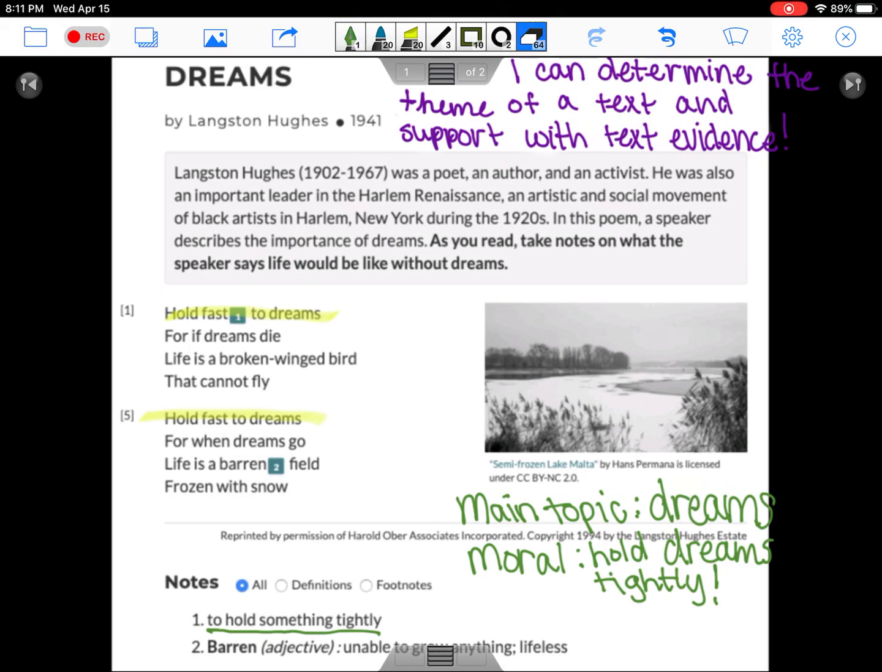So now that we have determined the main topic and the moral, we can look for the theme here. I'm going to read it. Actually, I'm not going to read it. You may read this poem to yourself and think about the theme. I am going to give you a whole silent 45 seconds. Read through this poem and think about how you would write a theme statement. If you've got paper in front of you, even write it down. Go ahead.